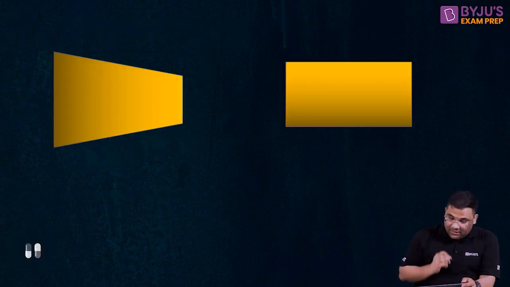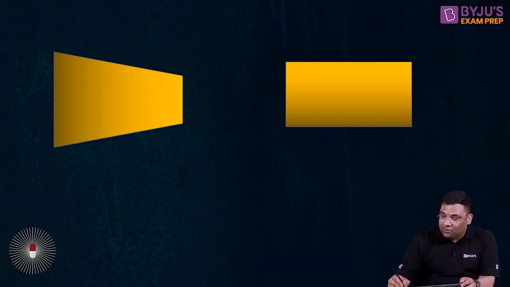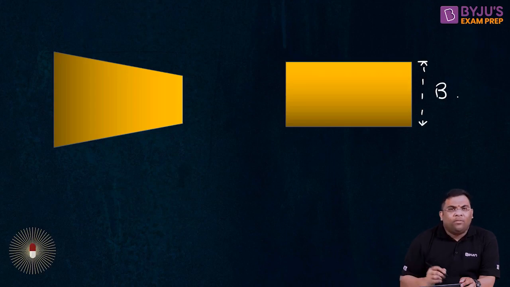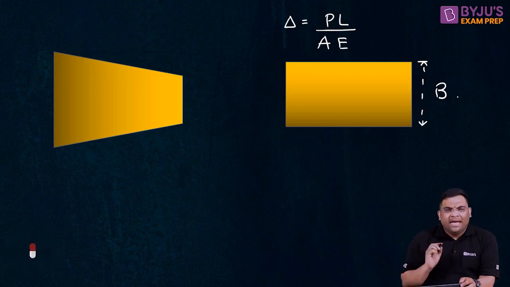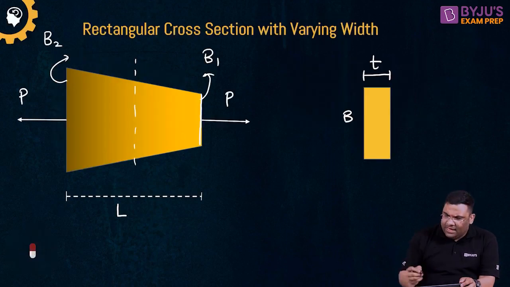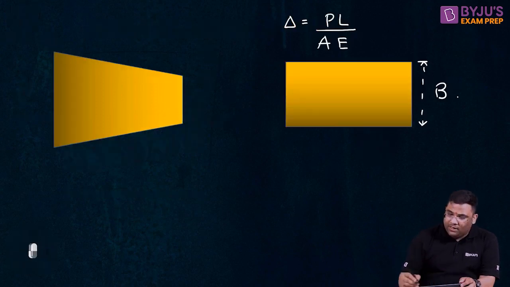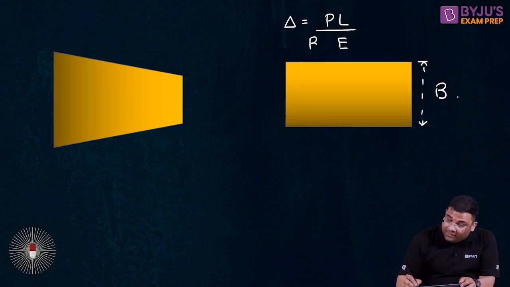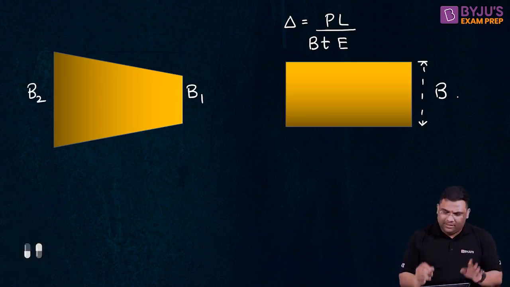Very easy. Suppose we have a rectangular cross section only, but the width is constant. If the width is constant, what will be the deformation equation? The deformation will be PL by AE only. And what is area? Area is width into thickness. So here I can write down, in place of area, width into thickness. Now for this bar which is changing from B1 to B2, just remember this.